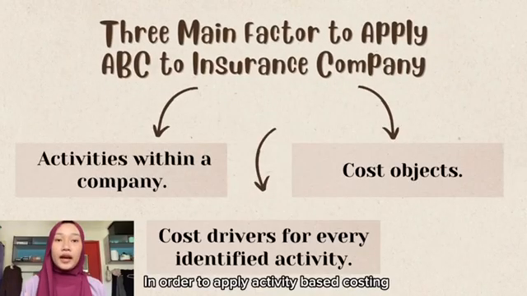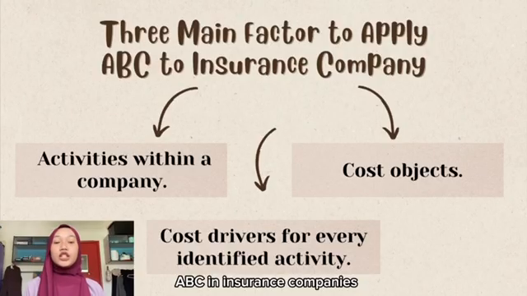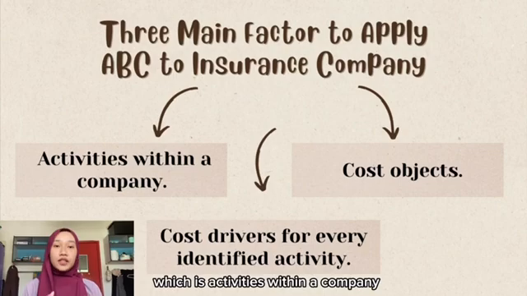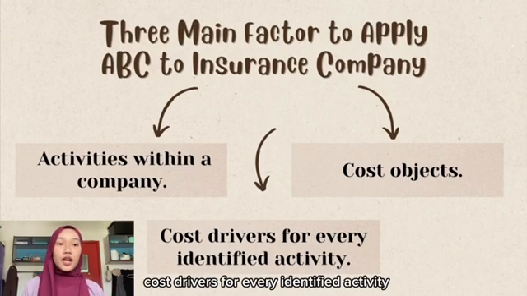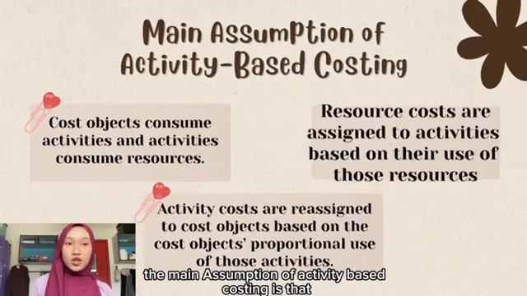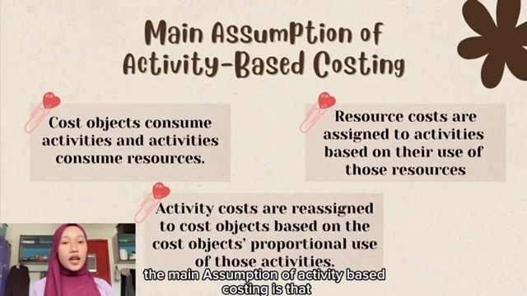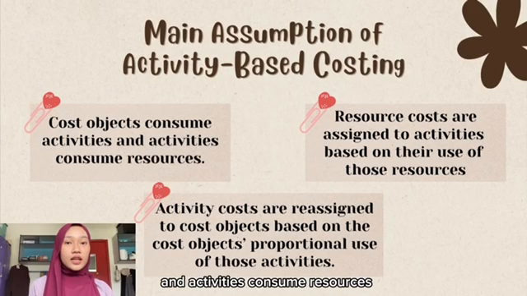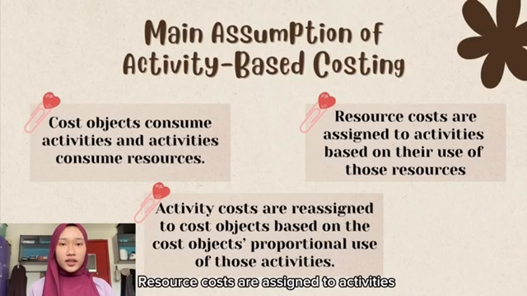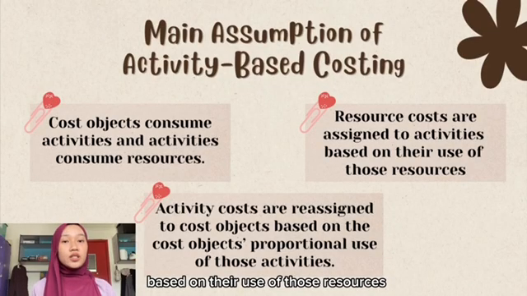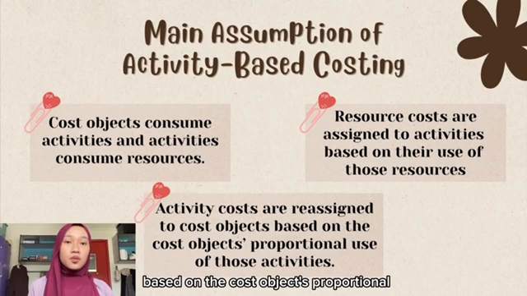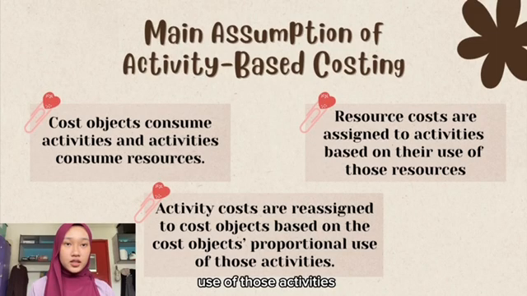In order to apply activity-based costing (ABC) in insurance companies, three main factors must be defined: activities within a company, cost drivers for every identified activity, and cost objects. The main assumption of activity-based costing is that cost objects consume activities and activities consume resources. Resource costs are assigned to activities based on their use of those resources, and activity costs are reassigned to cost objects based on the cost objects' proportional use of those activities.